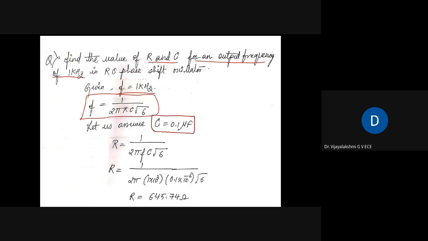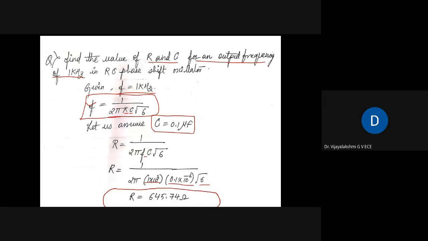Let me substitute here. We have F is equal to 1 by 2 pi RC root of 6. Now I know F, it is 1 kilohertz. I know C, which is 0.1 microfarad. I need to find R, so let me cross multiply. I get R is equal to 1 over 2 pi F C root of 6. So now I take 2 pi, F as 1 kilohertz, C as 0.1 microfarad and root of 6. You can verify the answer. This is the R value.